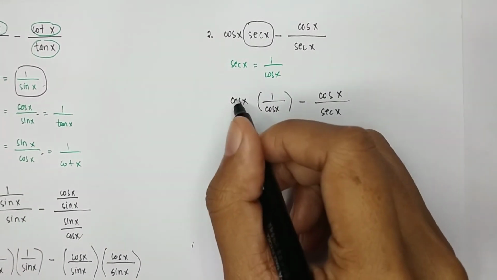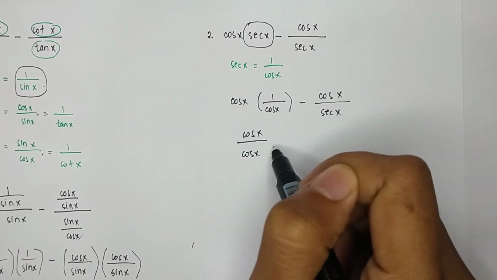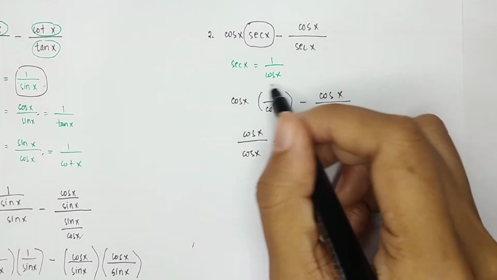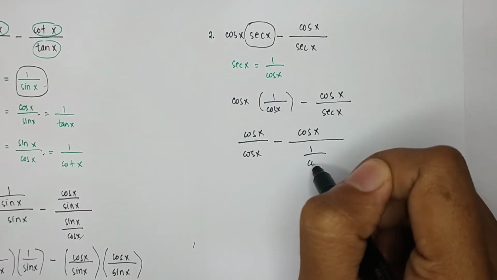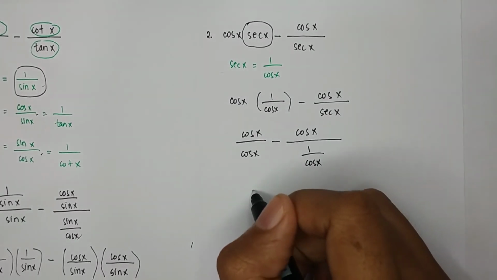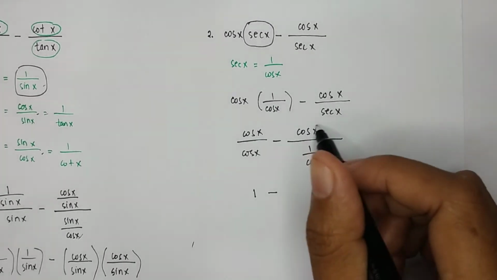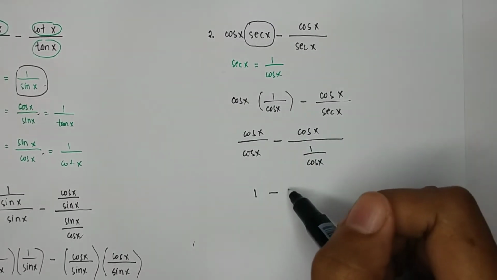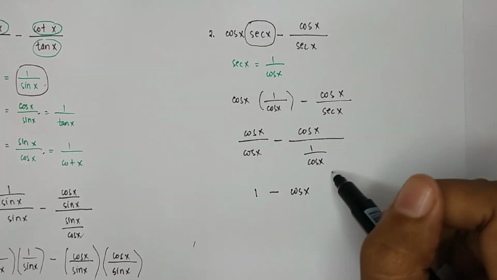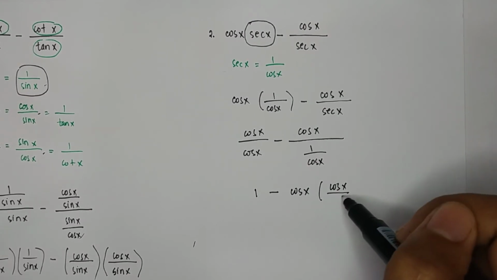So this will now be cosine x over cosine x minus cosine x. Substitute here, which I forgot: this will be 1 over cosine x. Cosine divided by cosine is equal to 1 minus. To get the quotient, we copy the numerator and take the reciprocal of the denominator. That will be cosine x over 1.